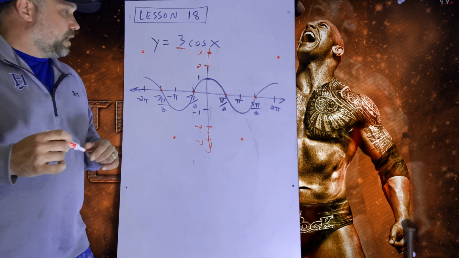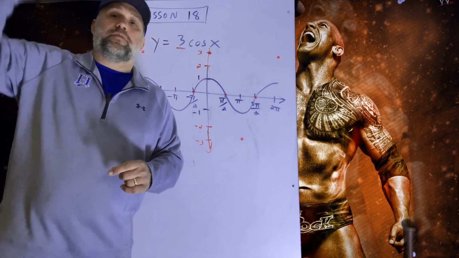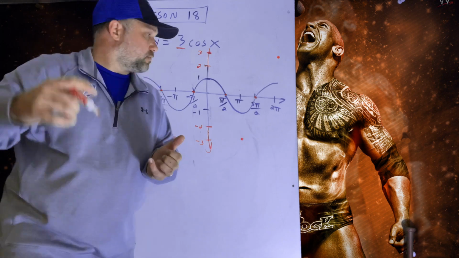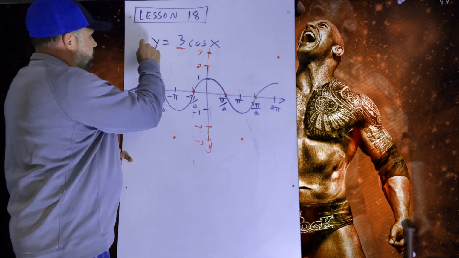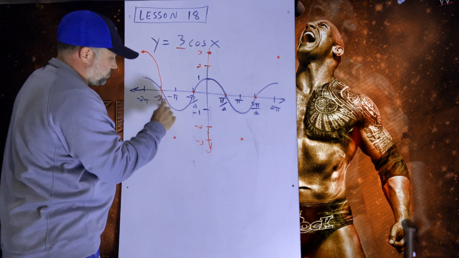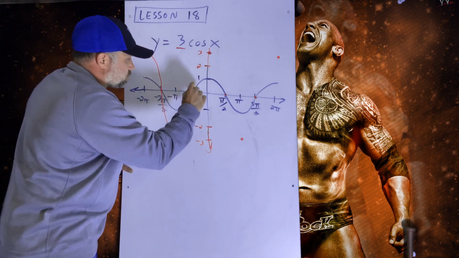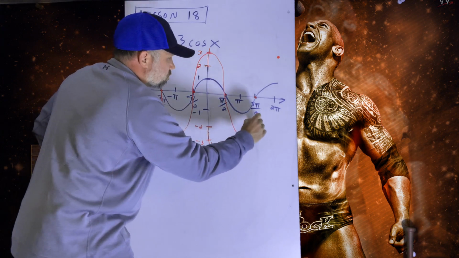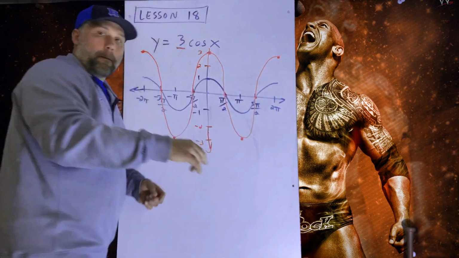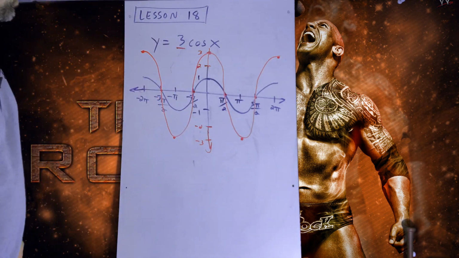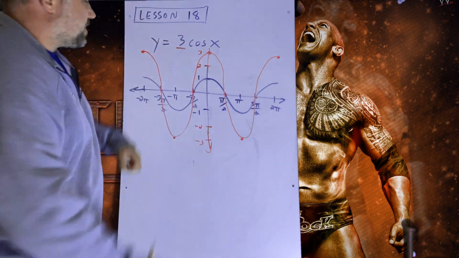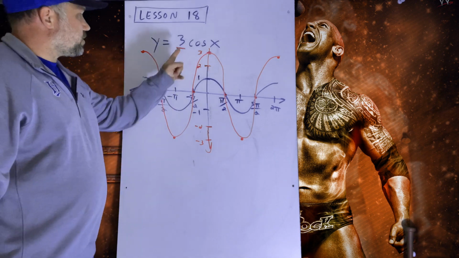Now notice, I'm not moving the graph up 3 units. I'm just stretching it out to 3. All right, so this graph is now going to look like this. Boom. All right. So we have taken this cosine graph and we've stretched it or dilated it by 3. So that's what the 3 out in front will do.